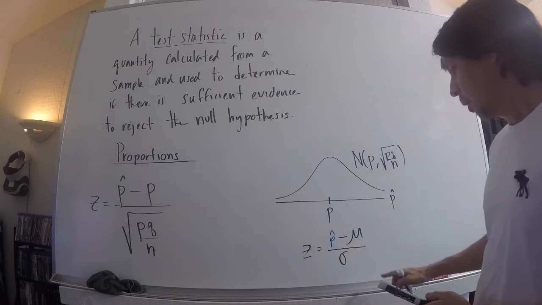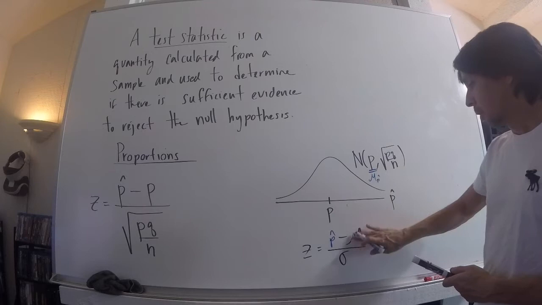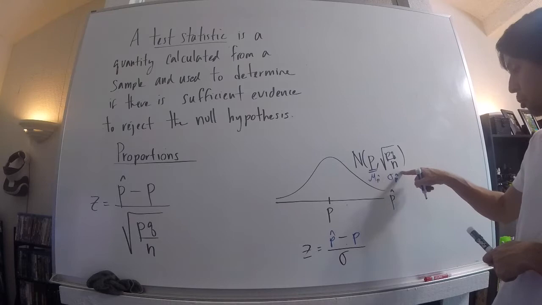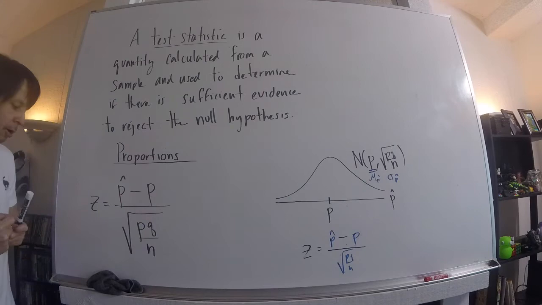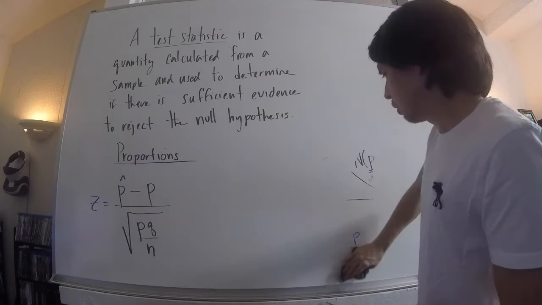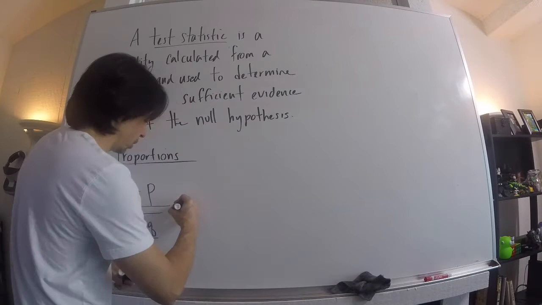We're going to subtract the mean of the distribution, which is p, and divide by the standard deviation of this distribution. So it is a z-score formula with these specific parameters, coming from your sampling distribution of p-hat that we did in chapter 7. But that's not that important. What's important is that you're able to compute it and know that, since it's a z-score, it has a standard normal distribution. It's a z-score on your standard normal distribution.